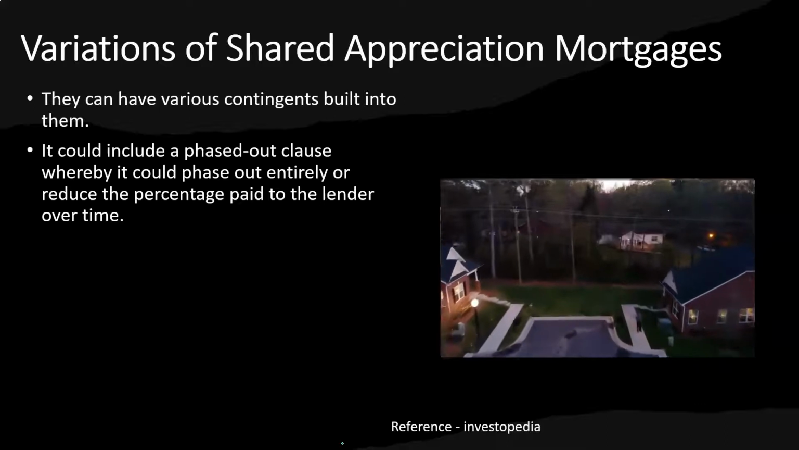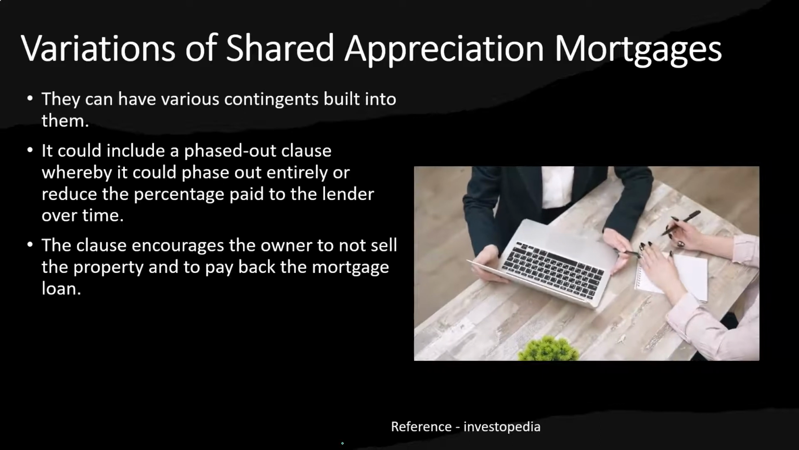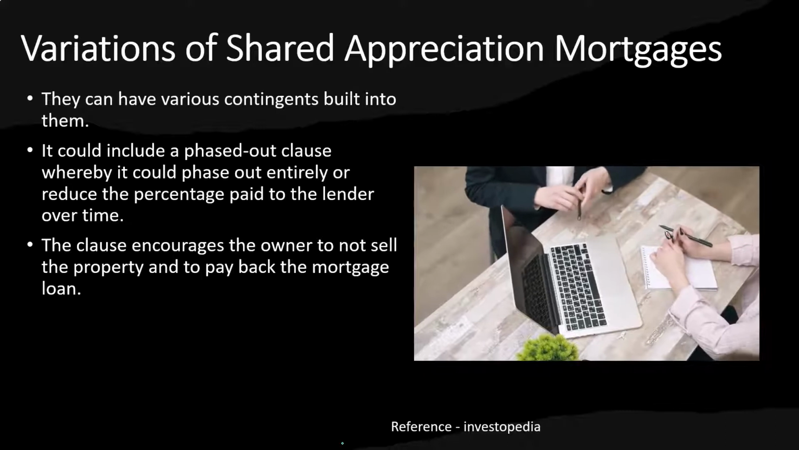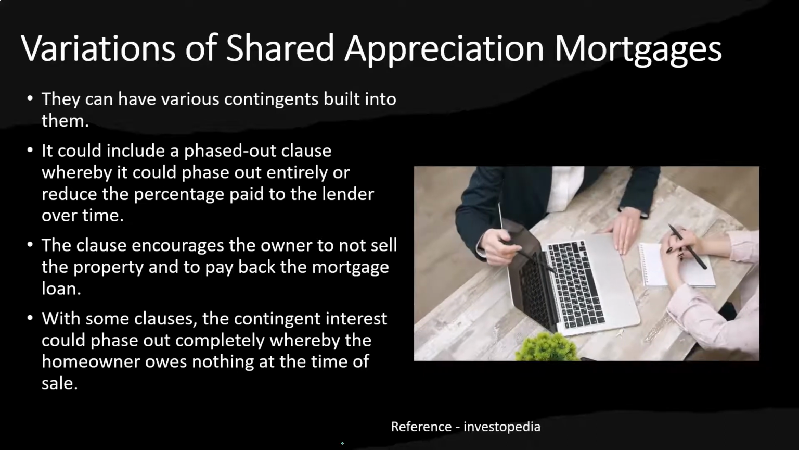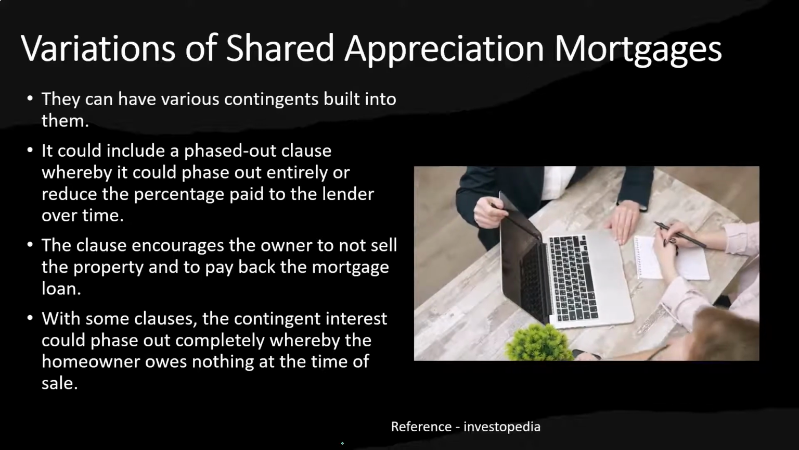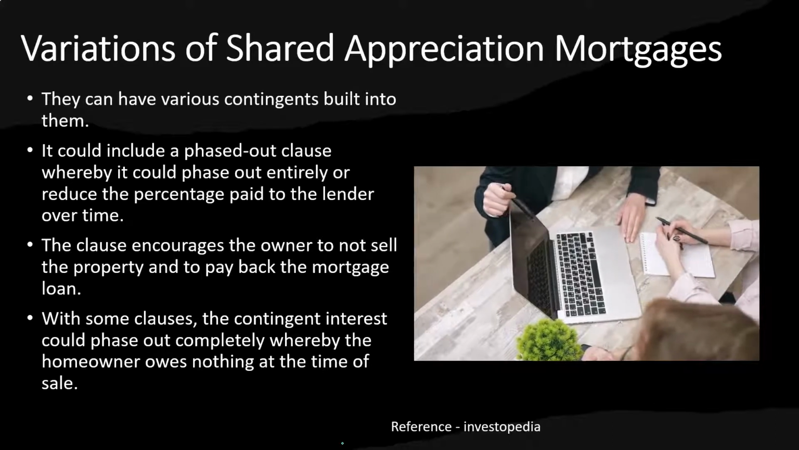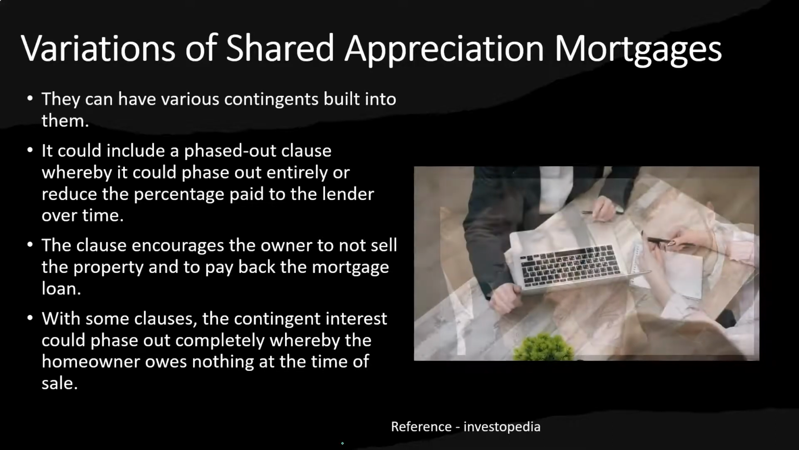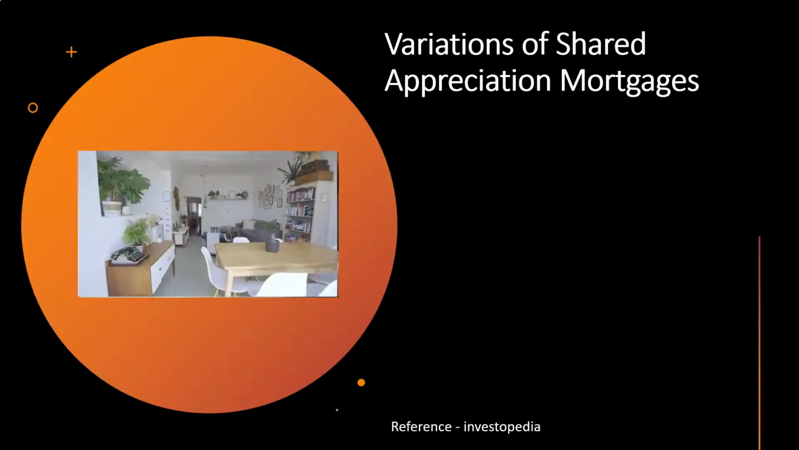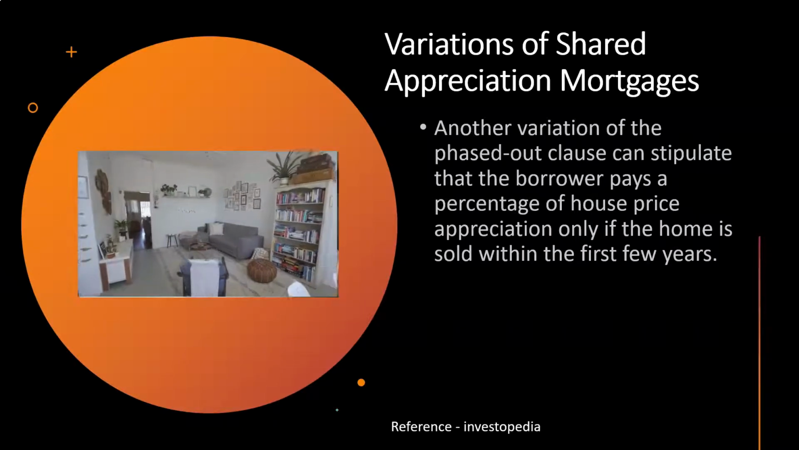It could include a phase-out clause whereby it could phase out entirely or reduce the percentage paid to the lender over time. So the clause encourages the owner not to sell the property and to pay back the mortgage loan. So you could have it set up so that it's going to phase out over a time frame so the bank gets paid off and still incentivizes you to hold on to the property. With some clauses, the contingent interest could phase out completely, whereby the homeowner owes nothing at the time of the sale.